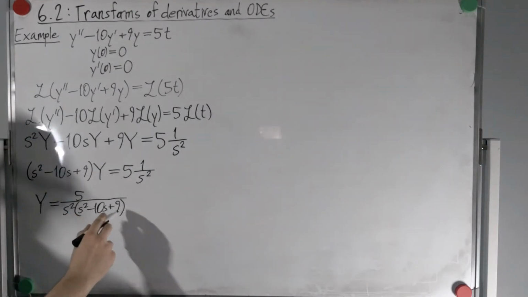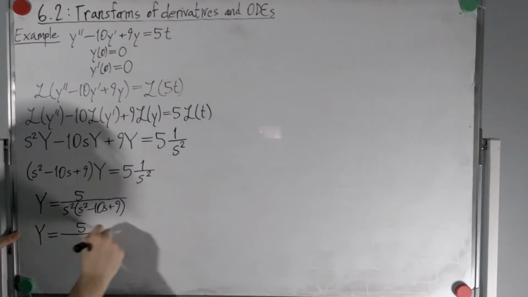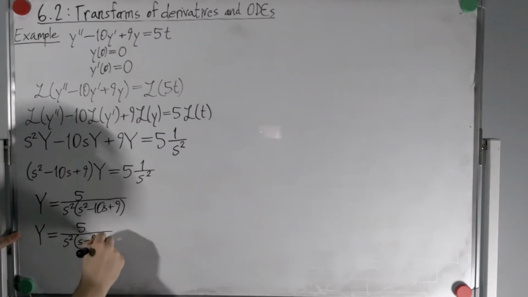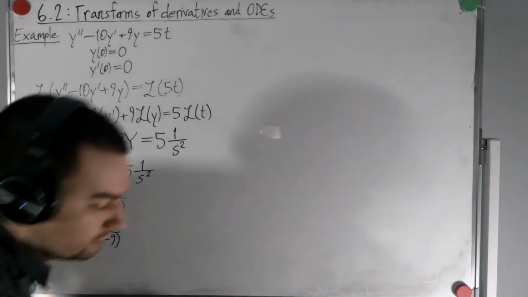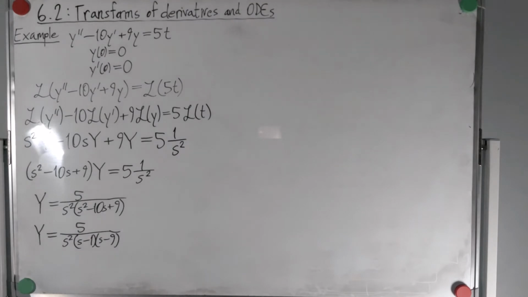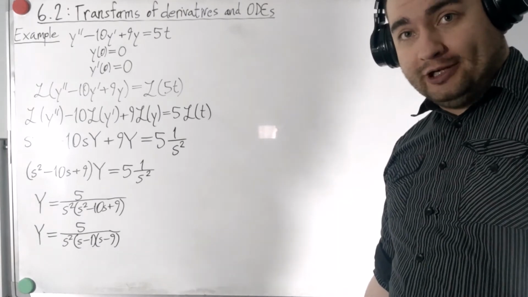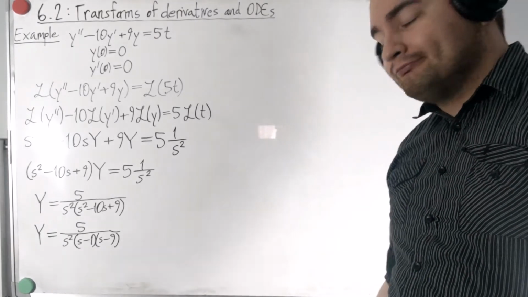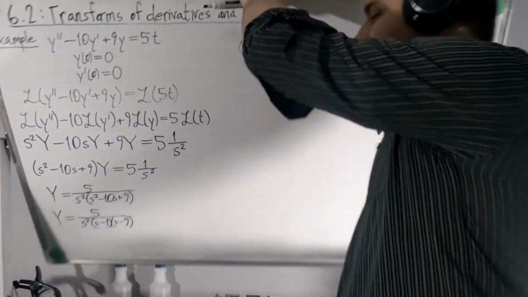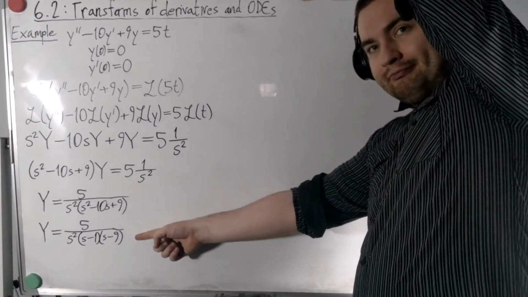Now, s squared minus 10s plus 9, that can factor into s minus 1, s minus 9. So this is the Laplace transform of our solution. And now here's the part where we take the inverse Laplace transform by partial fractions. We have to use partial fractions because, again, there's nothing on this table right here that looks quite like that.